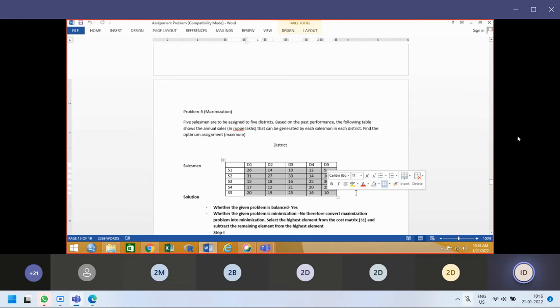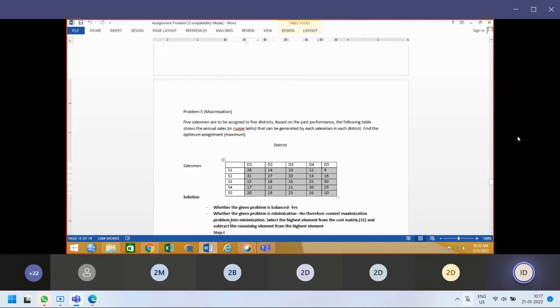So we have to convert this problem into a minimization problem, and once we have converted it, we solve as it is. Select the smallest from each row and column, subtract, then draw the lines, count the number of lines. If lines are equal to the order, then you have to go for allocation. The same algorithm, same process is going to be applied.